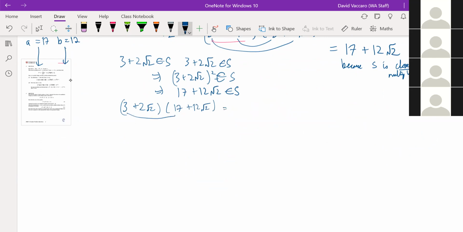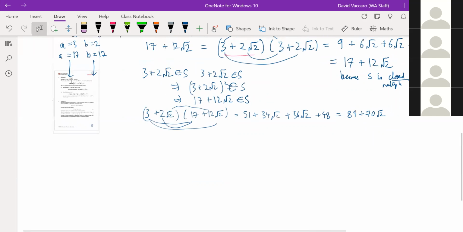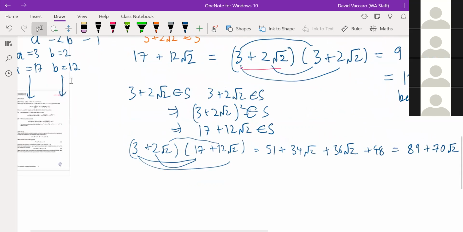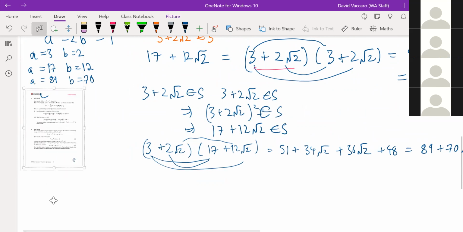Okay, so 3 plus 2 root 2 times 17 plus 12 root 2. So that's 51 plus 34 root 2 plus 36 root 2 plus 2 root 2 times 12 root 2. So that's 24 times 2, which is 48. So we get 89 plus 70 root 2. Now I don't think we would have spotted it, but that means that A equals 89 and B equals 70 is another solution of Pell's equation.